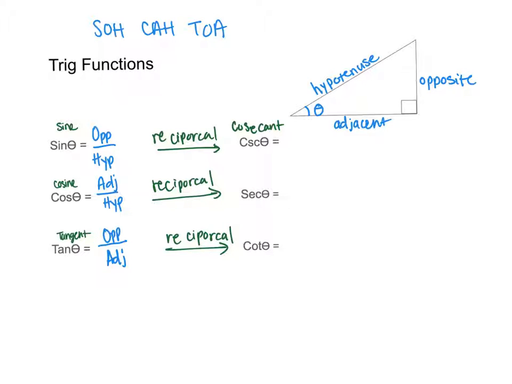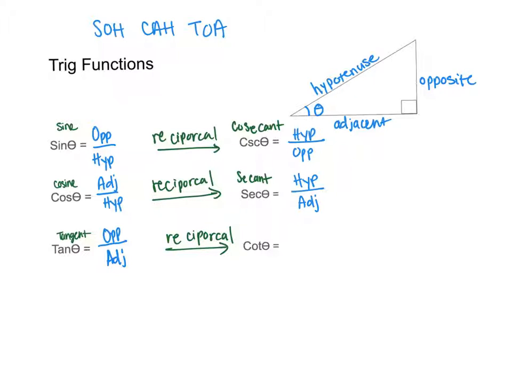I think that's how you spell it. And it is going to be the reciprocal, so it's going to be hypotenuse over opposite. And then our next one here, which is associated to cosine, is what we call the secant. And it is going to be the adjacent over, sorry, not adjacent, my bad. It's going to be the flipped, which is going to be hypotenuse over adjacent.